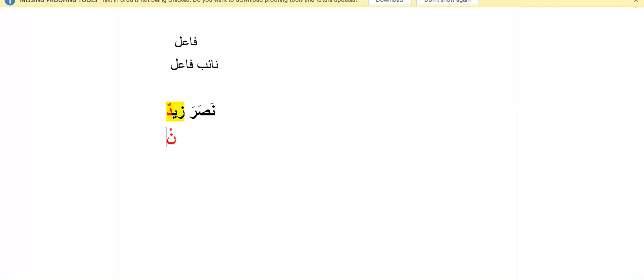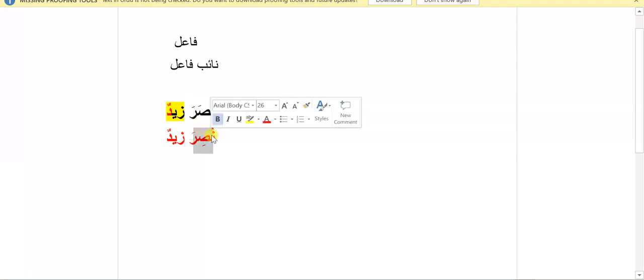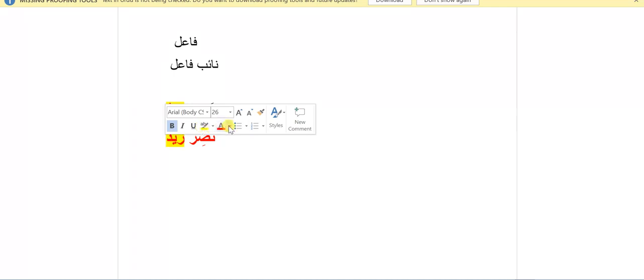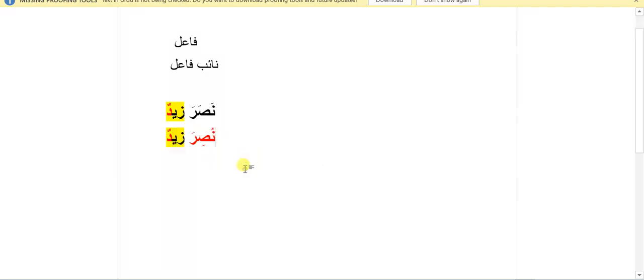Now I am changing the fi'l. Now I am using a fi'l majhul. Now nusira Zaidun. Here nusira is a fi'l majhul, which means the fa'il in this type of fi'l is not known. So here Zaid is not the fa'il, but Zaid is here naib fa'il. Both the fa'il and naib fa'il follow the same i'rab and same rule. Their term and translation is different. Nusira Zaidun means Zaid was helped, but who helped Zaid? Who is the helper of Zaid? We have no idea.